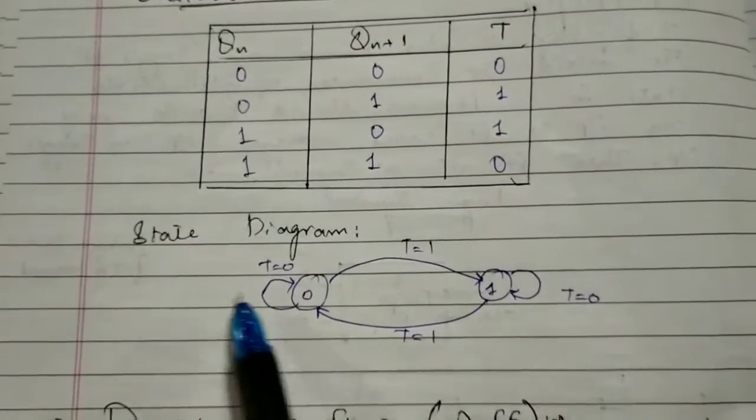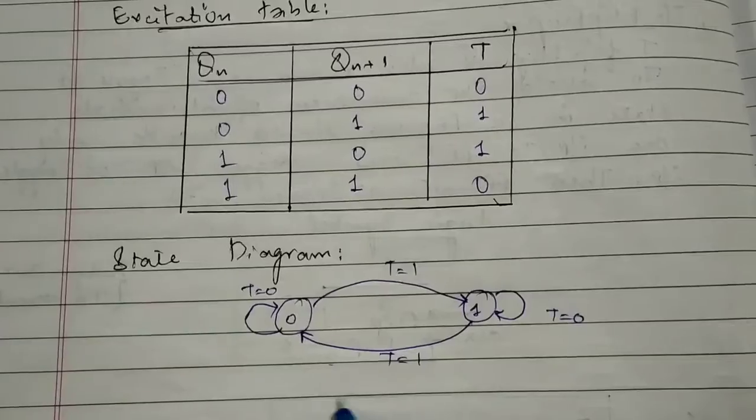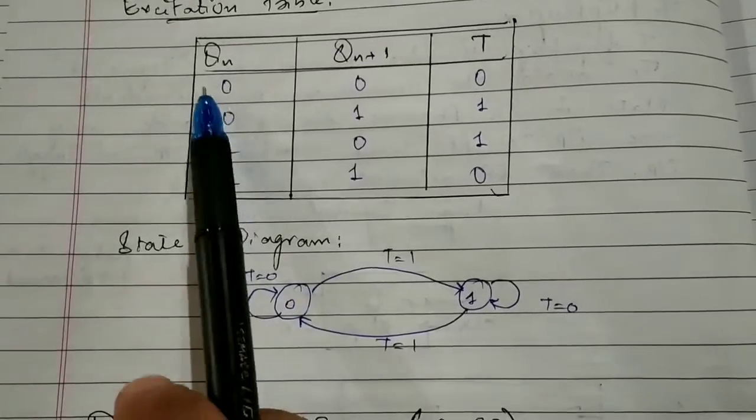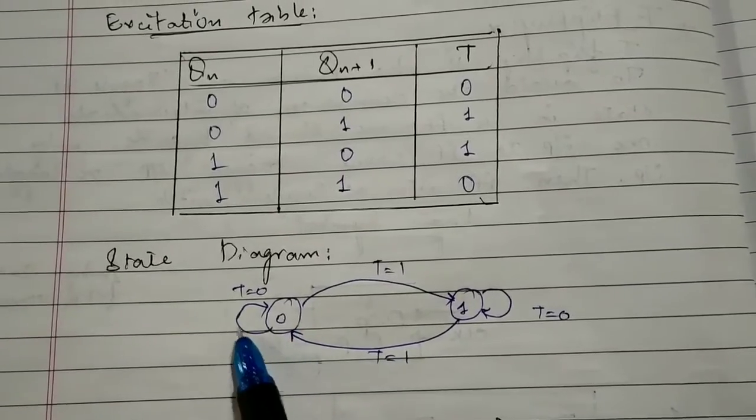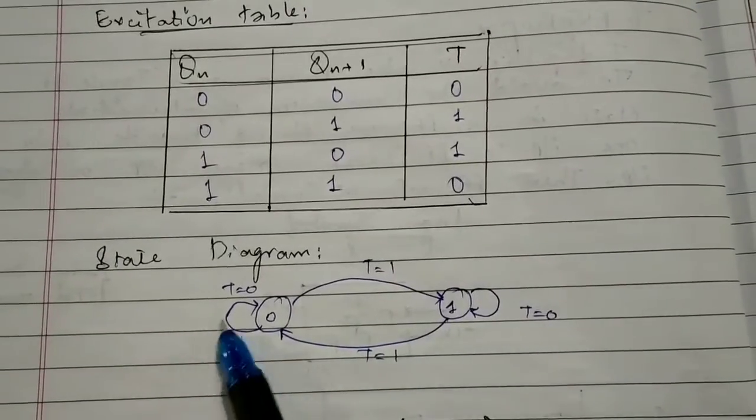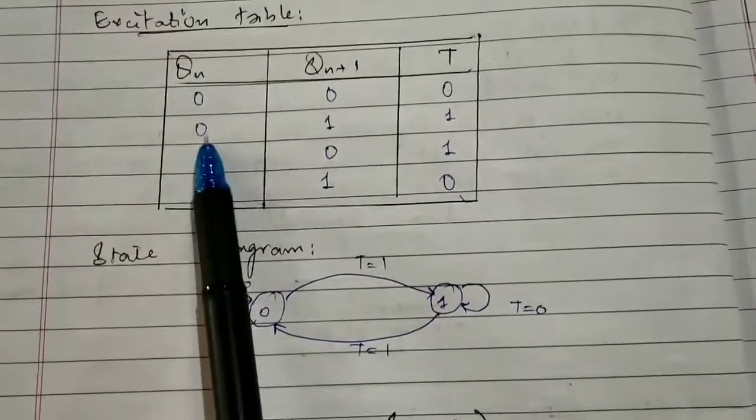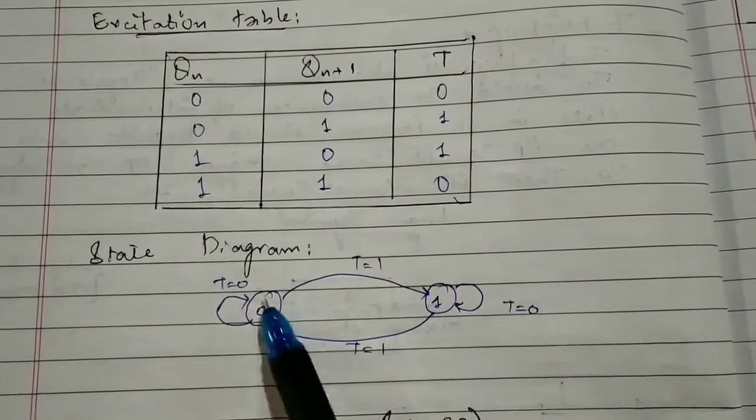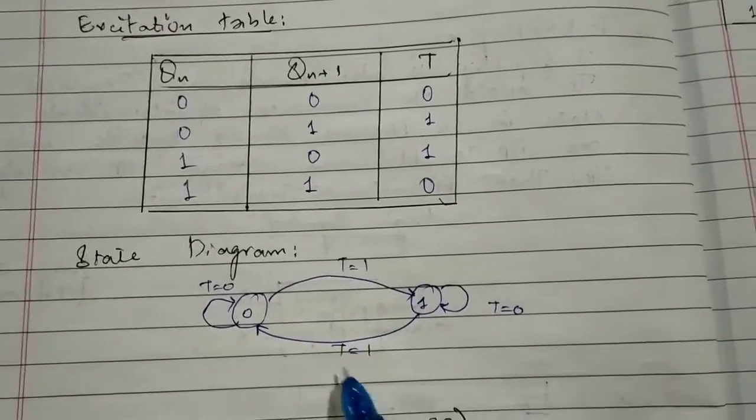After that we draw the state diagram using this excitation table. We check the corresponding initial state and the next state. Here the initial state is 0 and the next state will be 0 itself. That is a self loop at 0, for the input T equal to 0, and we write that on the arrow. Next entry: initial value 0, next value 1. We draw an arrow from 0 to 1, and for the input T equal to 1, we write T equal to 1 above the arrow.